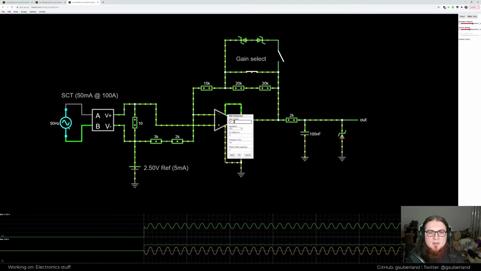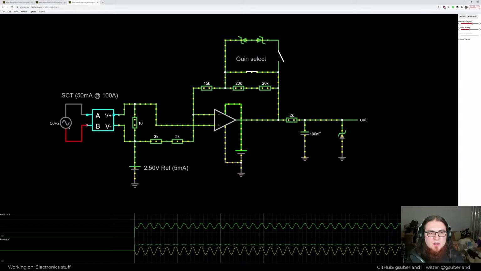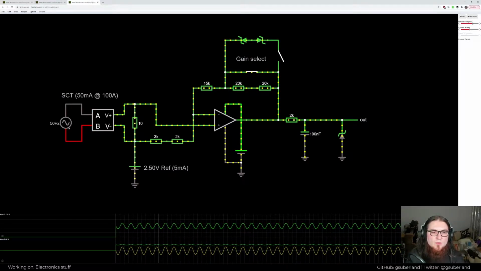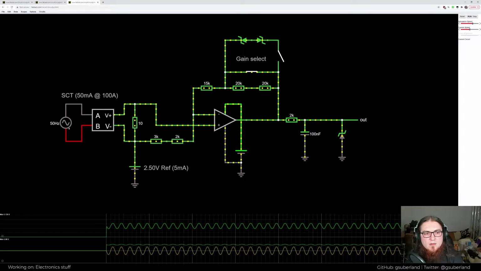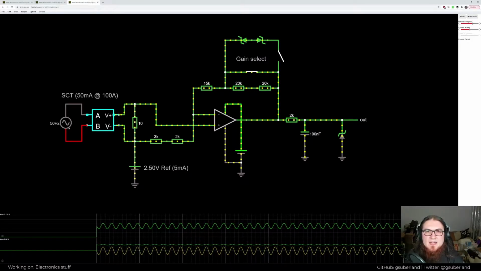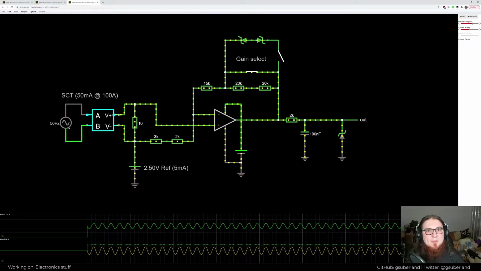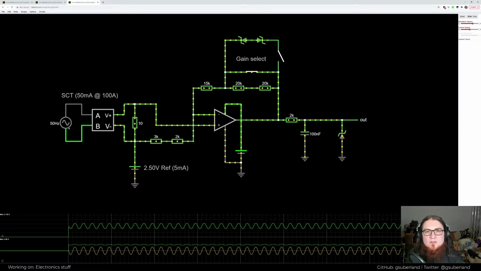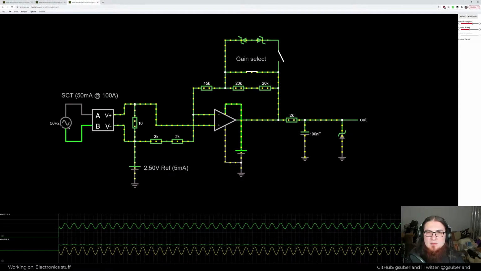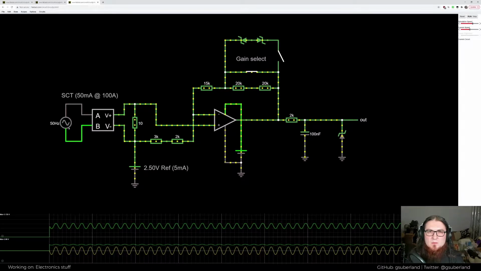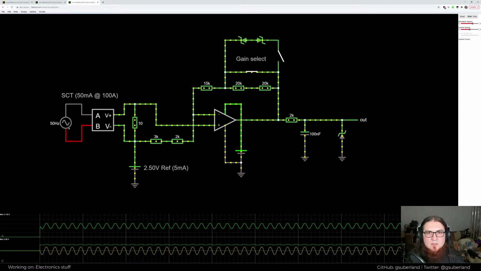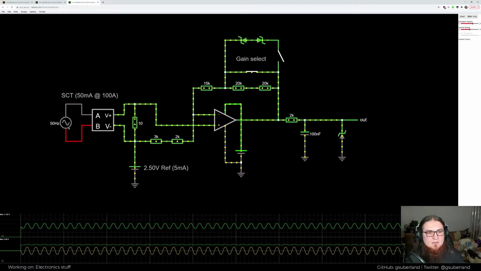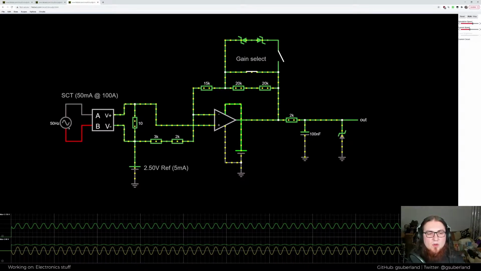The way that this has been implemented in this particular simulation is just an AC voltage source going into a voltage-controlled current source in such a way that this generates a 50 milliamp peak signal when fed with a 100 amp signal. That's basically how the SCTs that I'm using work. When you've got 100 amps being fed through this AC line, it generates 50 milliamps at its output.